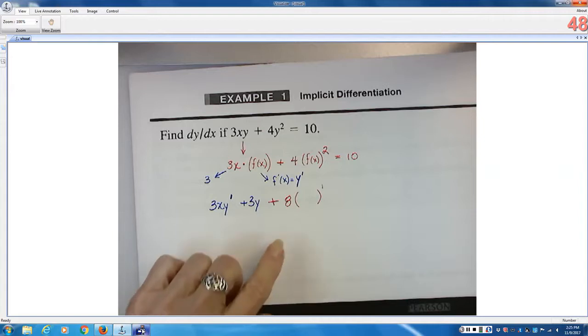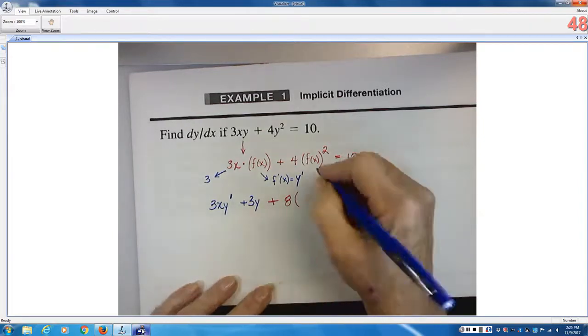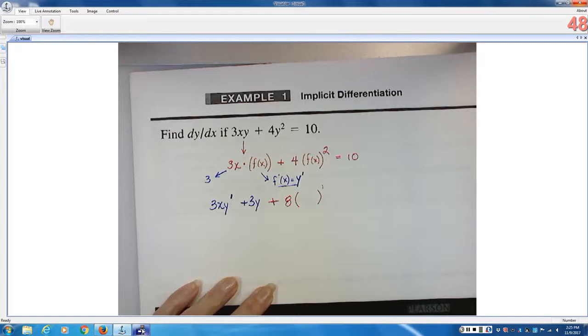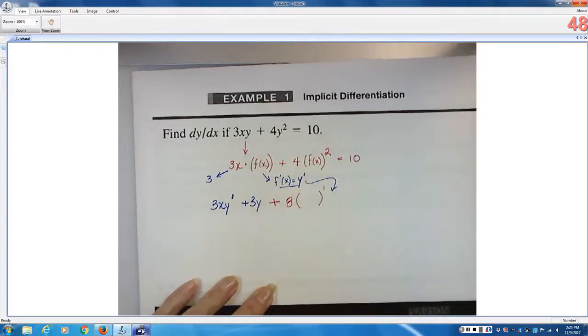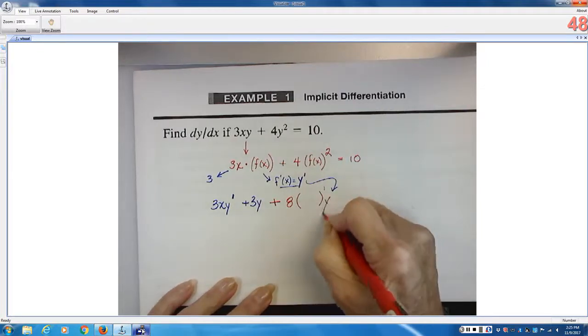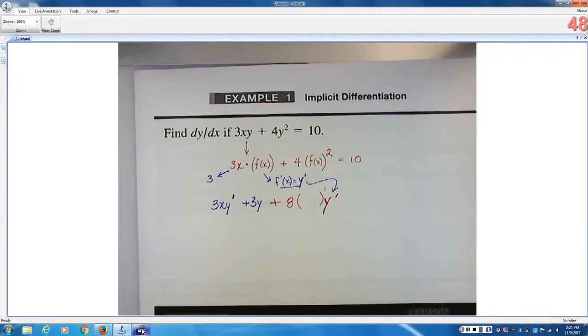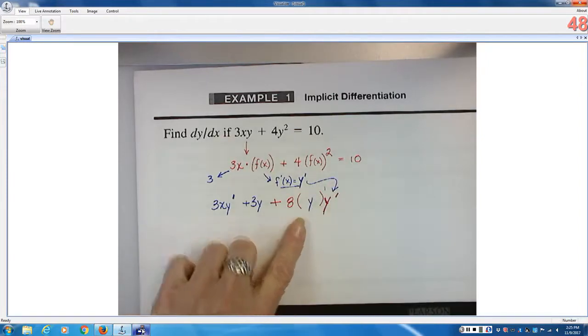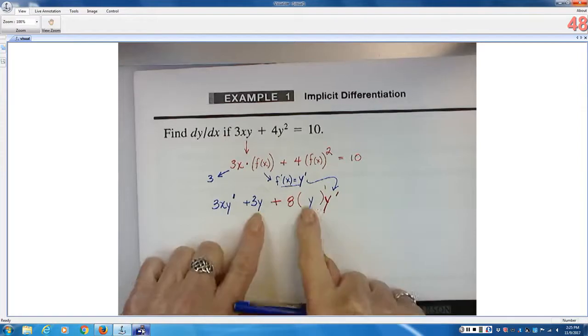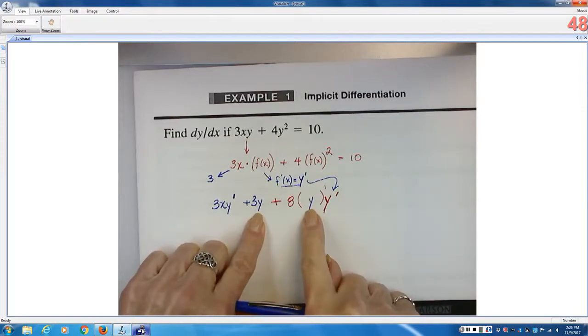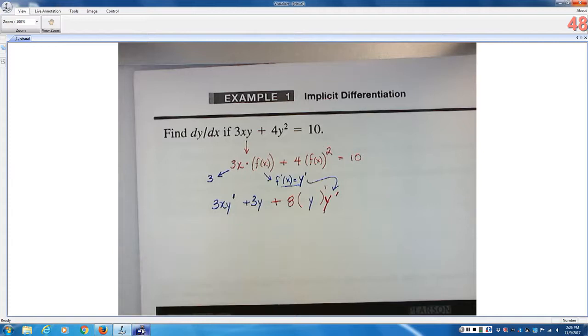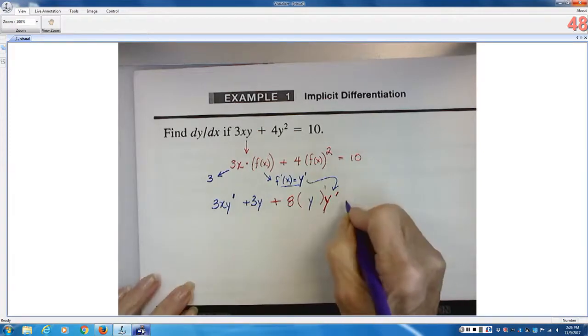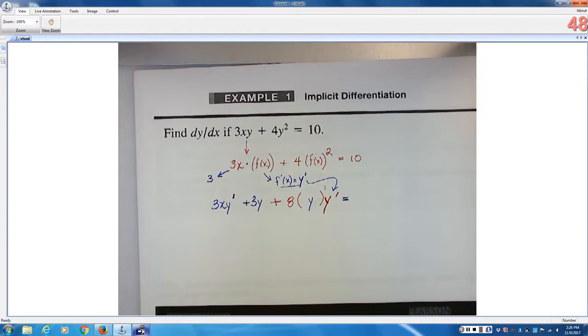And then the last thing we have to do is take the derivative of f of x, which is y prime, just because that's the easiest way to write it. Okay? Now that function is just whatever was inside the parentheses. We can switch back to y at this point. These y's are still f of x's. What's the derivative of, I'm sorry, of 10? It is 0.